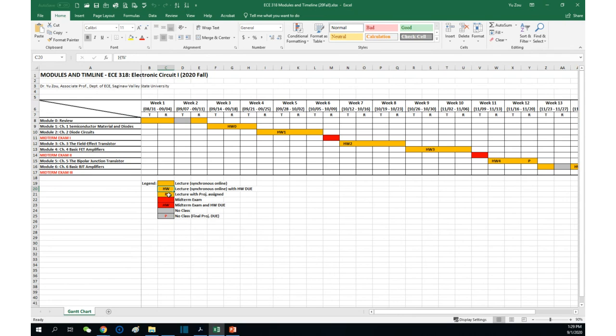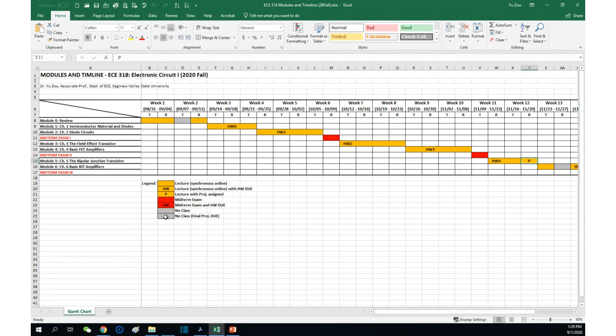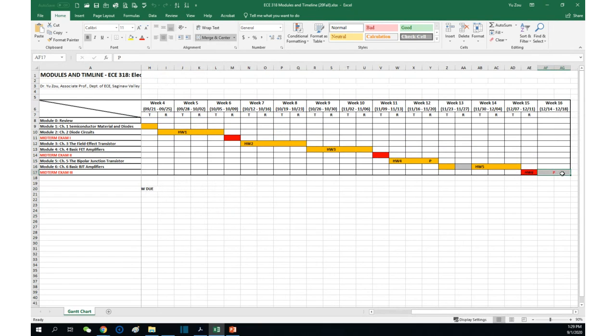This yellow with P means the date I will assign the project. It's week 12, and the project will be due during the final week. You probably also noticed that in the final week we don't have anything, and no exams. In other words, midterm 3 is not happening during the final week. You will have a final project due. Again, the exact date and time will be posted in Canvas, so you will check from there.